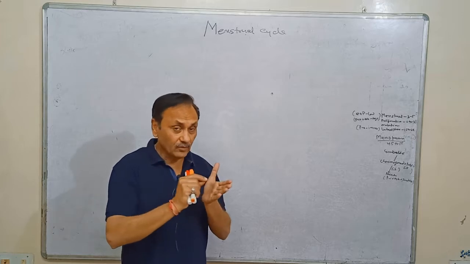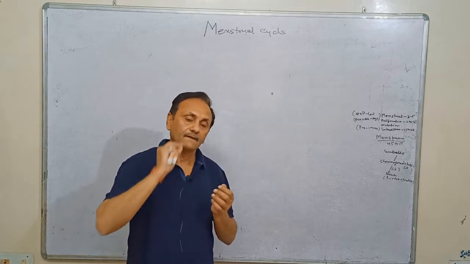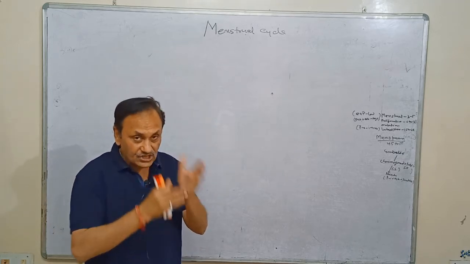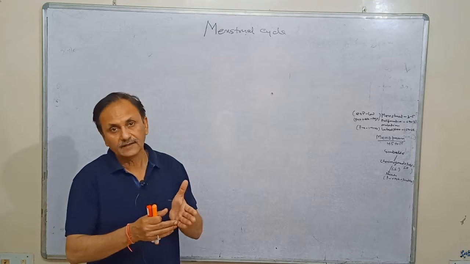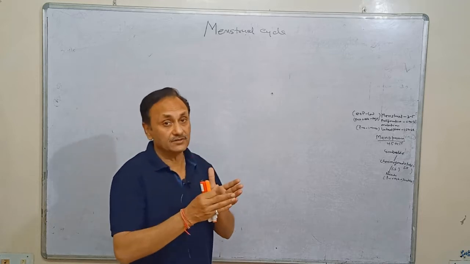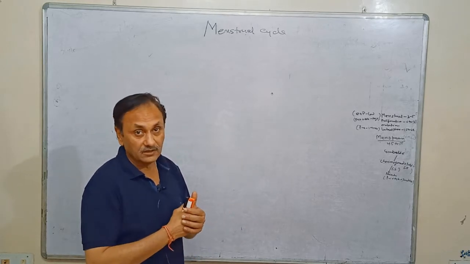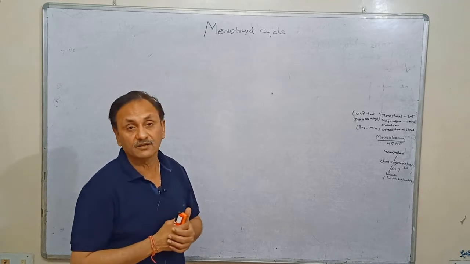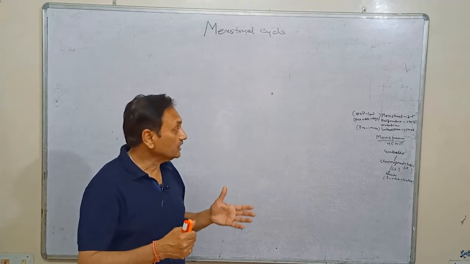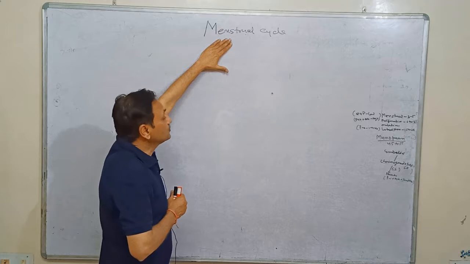What is the action of the estrogen on the endometrial lining? What changes take place in the endometrial lining? When the endometrial lining thickens, why does it thicken? What is the cause of thickening? Who is responsible to maintain the thickening? And we will study all these things under the subheading that we call the menstrual cycle.